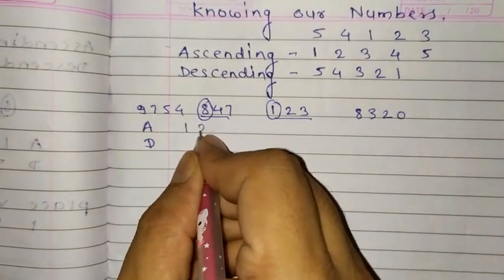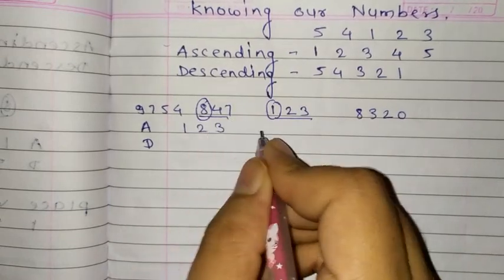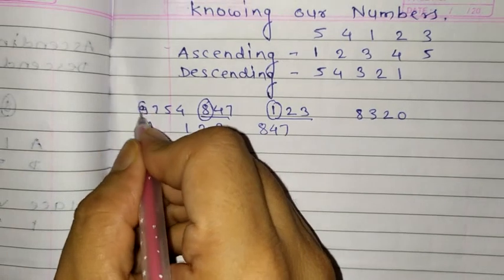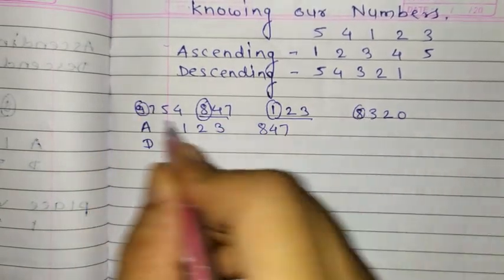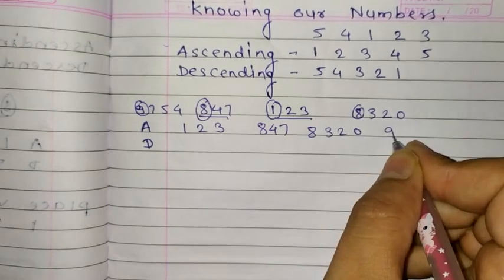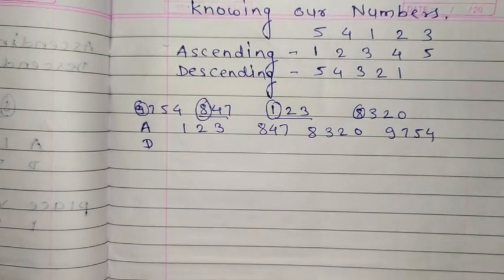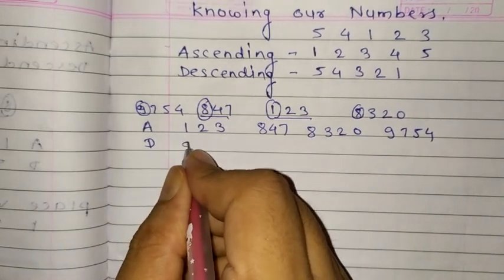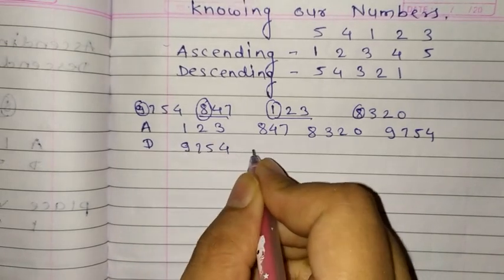So which one will you write? 1, 2, 3, then 8, 4, 7. Now in between the 2 others, here we have 9, here we have 8. 8 is smaller than 9. So the next number is this one, and then 9, 7, 5, 4. So we solved it in ascending order. Descending is the reverse of ascending, so you write it in reverse order.